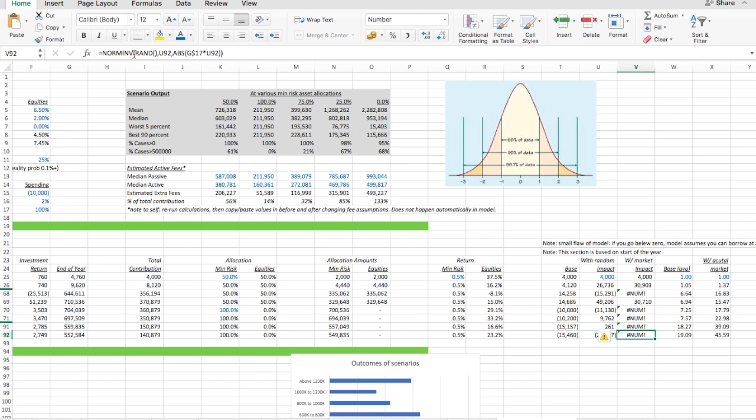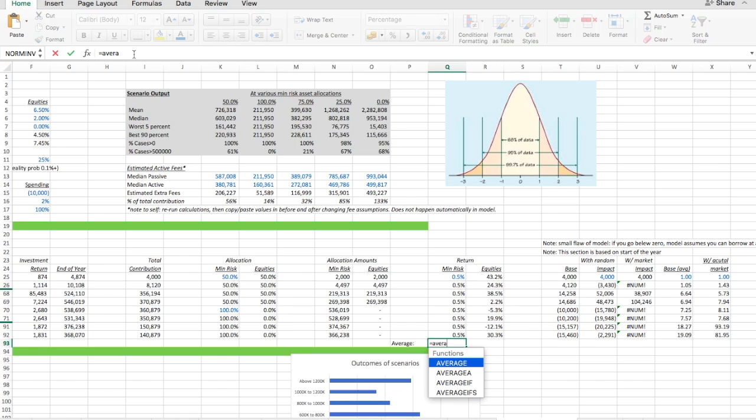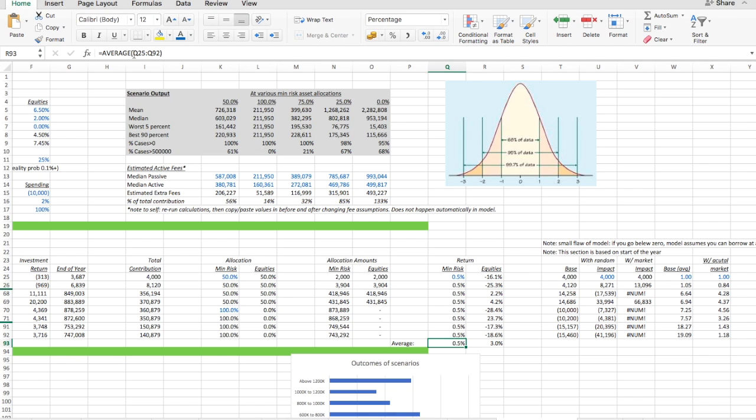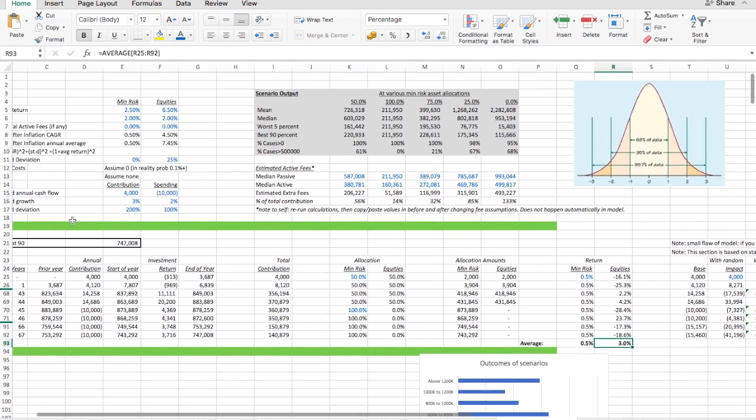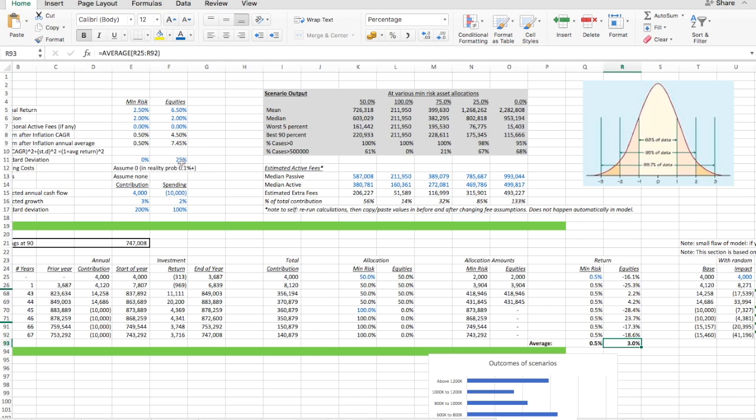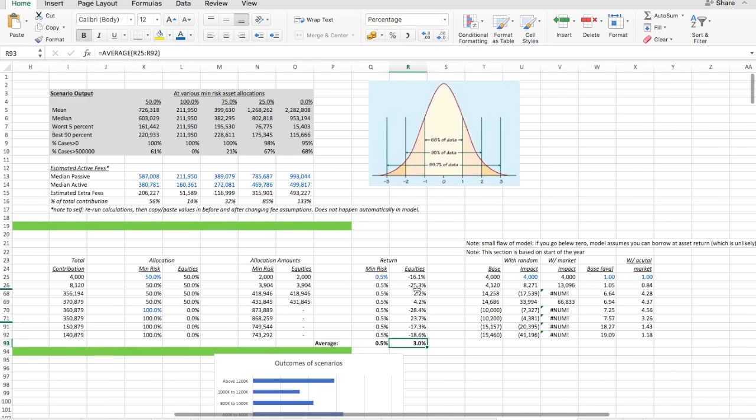Oh, by the way, we can do something kind of interesting here. If we want to see in this model run, we can say average return. Let's do that here, average. This would allow you to see how lucky or unlucky you are in this specific instance of the model. So, for example, here we see the average in this run, we make this bold, was 3%, where we would expect an average of 7.45% in this instance.